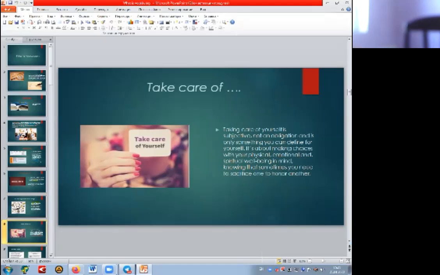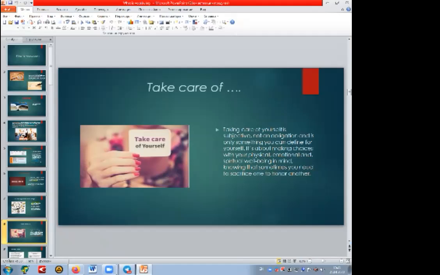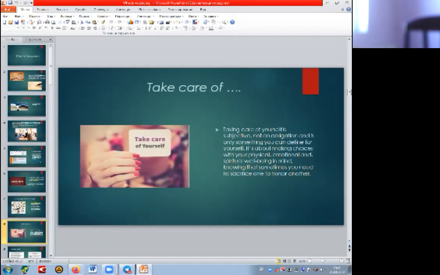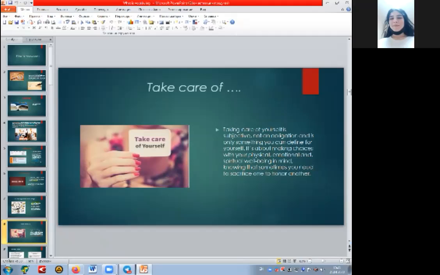And now, take care of yourself or take care of someone. What does it mean? It means it's subjective, not an obligation, and it's only something you can define for yourself. It's about making certain of your physical, emotional, and spiritual well-being.